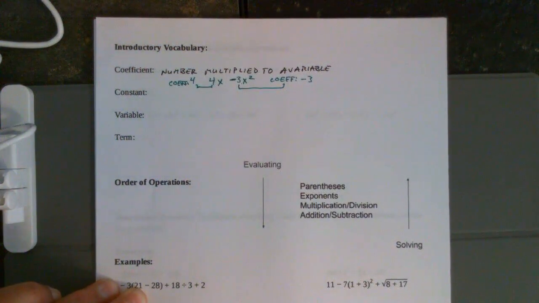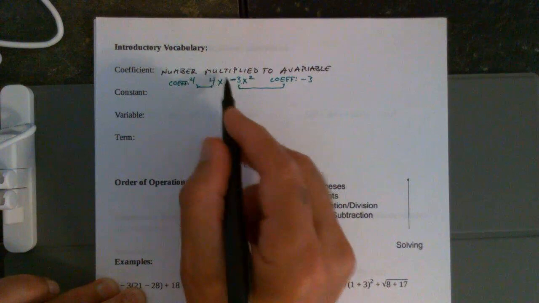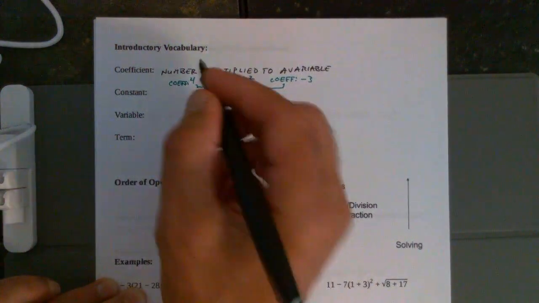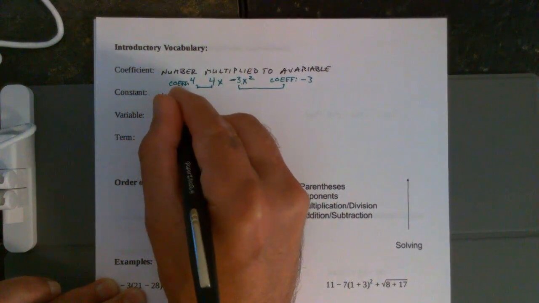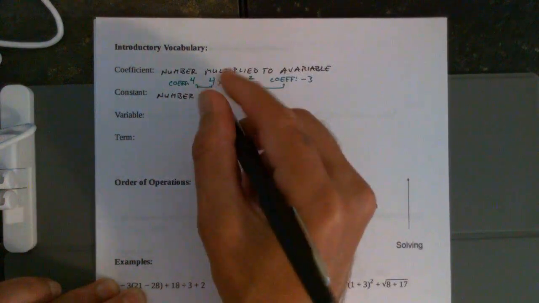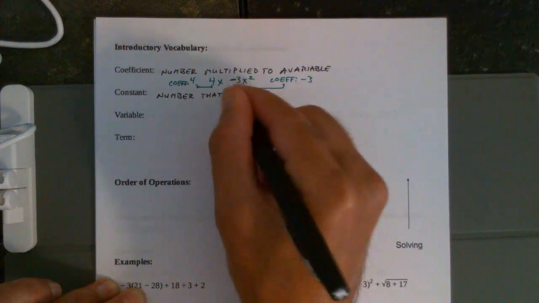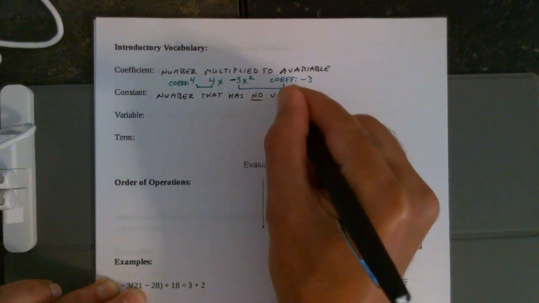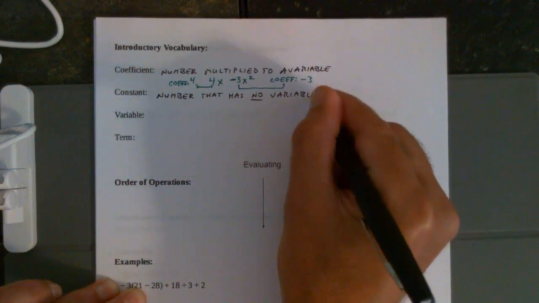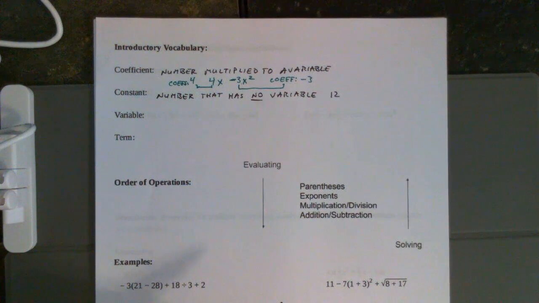So that's a coefficient. A constant is a number that cannot change value. So see, here we have variables involved, and so the value of each term can change, which we'll talk about what a term is in a minute. So a constant is a number that does not have a variable. And again, it's called a constant because it's a specific value always. So again, it has no variable. So for example, if we just saw 12, 12 is a constant because 12 is always equal to 12.